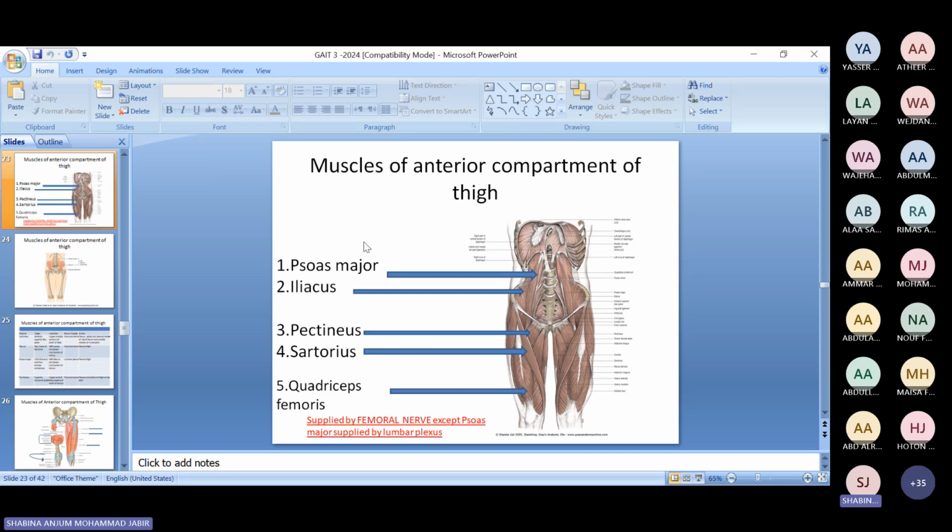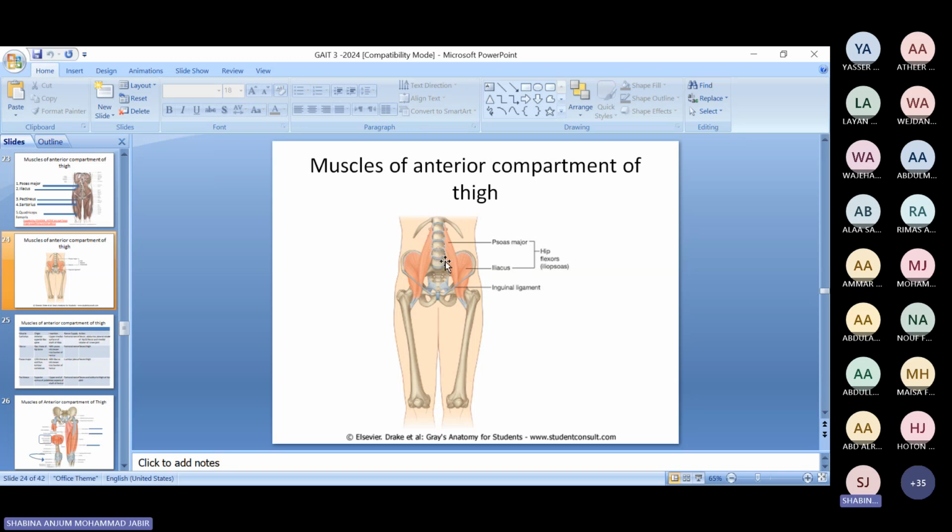Okay. So this group of muscles is supplied by the femoral nerve. All these muscles are supplied by the femoral nerve, except the psoas major, which will be supplied by the lumbar plexus. Why? Because it is coming from above. It is coming from the lumbar vertebrae.